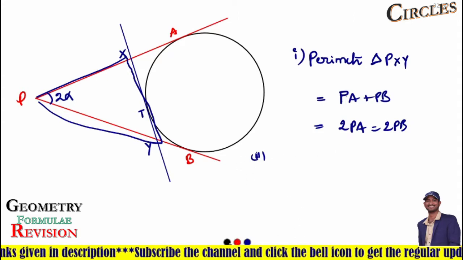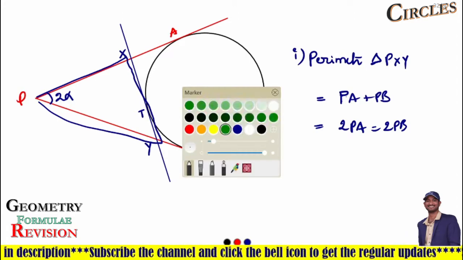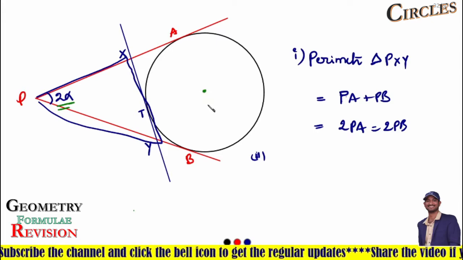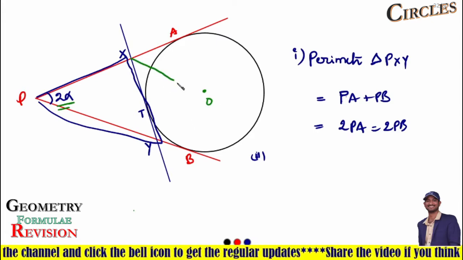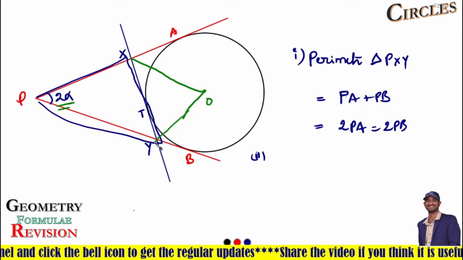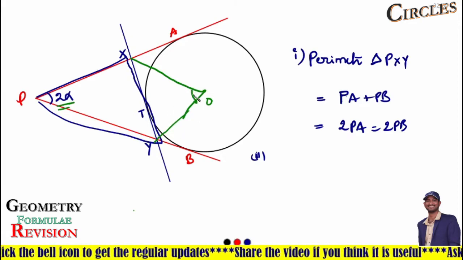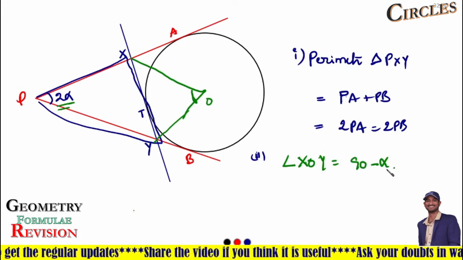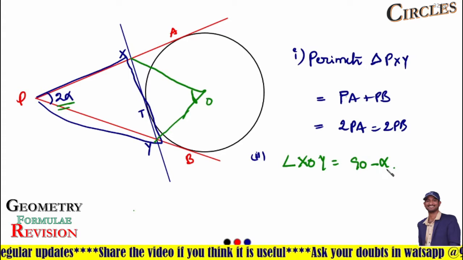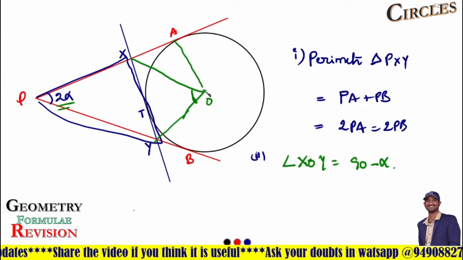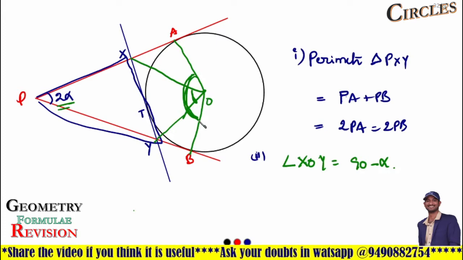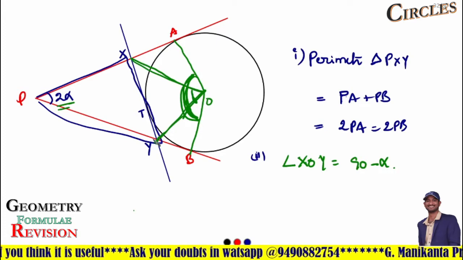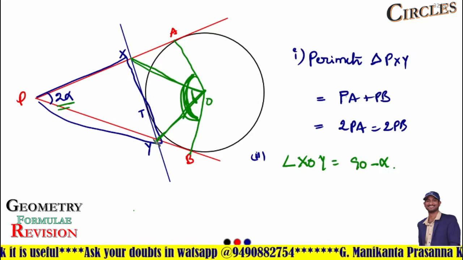Next, second thing: if the angle between the tangents is 2 alpha and it is the center O, now angle XOY is 90 minus alpha. 90 minus alpha. Okay, that is very important. Angle AOB is 180 minus 2 alpha, but XOY is 90 minus alpha. That's it. These 2 points are very important.